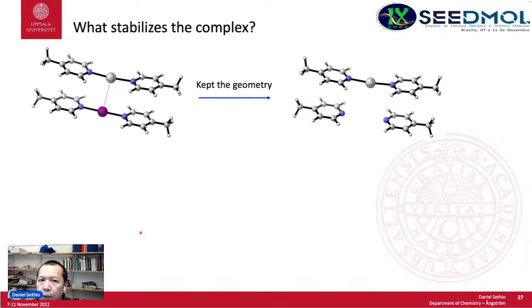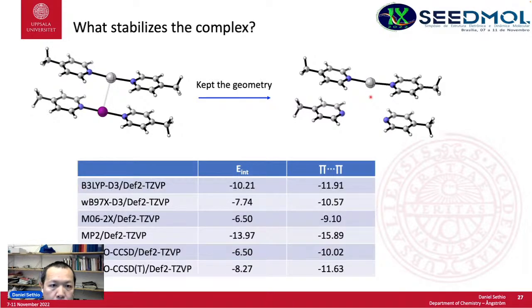So we follow the same procedure as in the previous paper. We take the dimer and then we remove one of the complexes, for example, iodine in this case, and we keep the geometry and then calculate the interaction energy in this case. So as we can see here, the dominant stabilizing factor in this complex is mostly from pi-pi interaction.